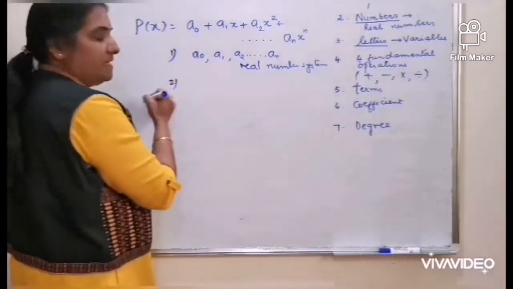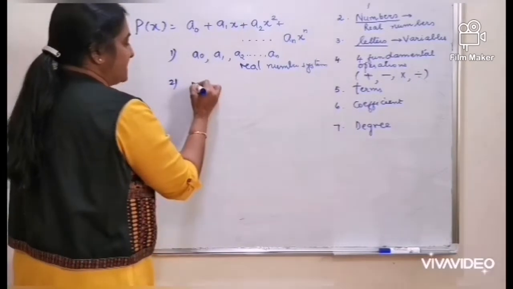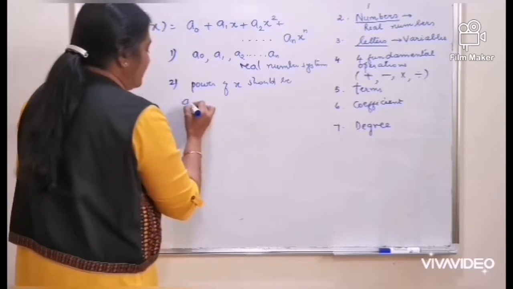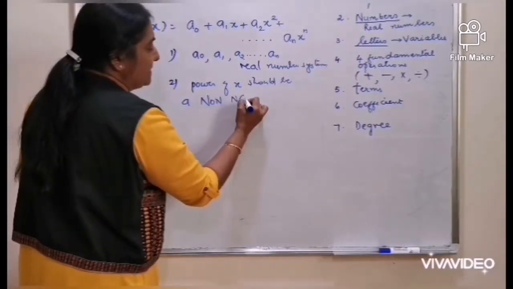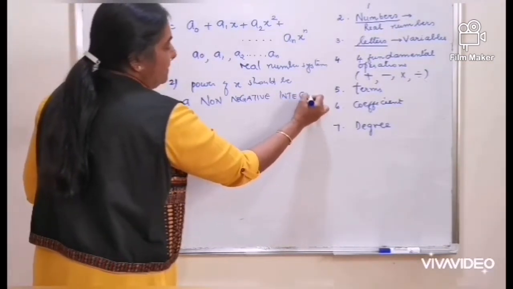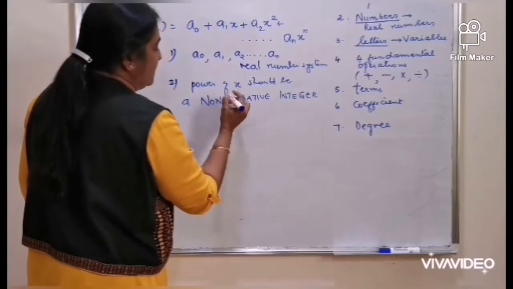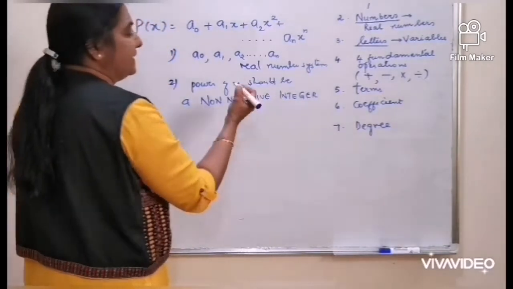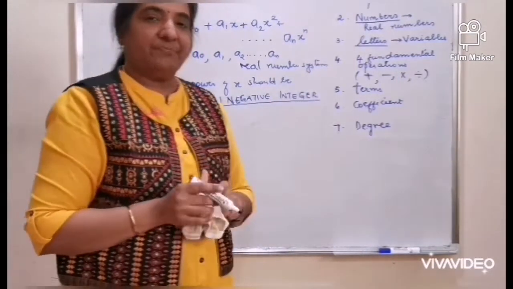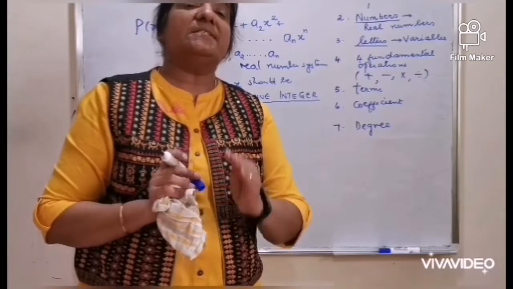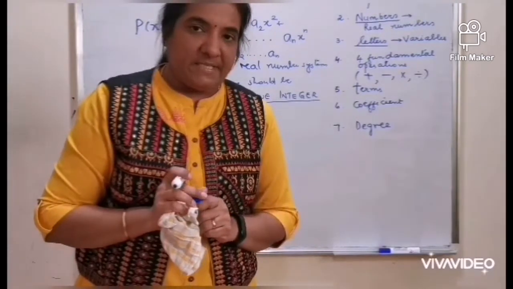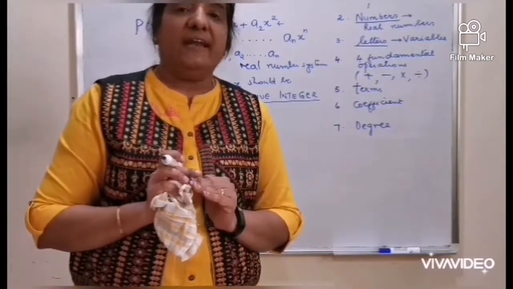The second condition is that the power of x should be a non-negative integer. The power of x should be a non-negative integer. What is the meaning of a non-negative integer? It is the numbers which include 0, 1, 2, 3, etc. That means the integer value should not be negative.